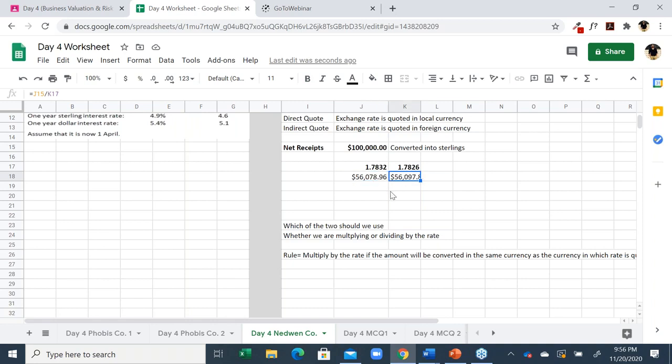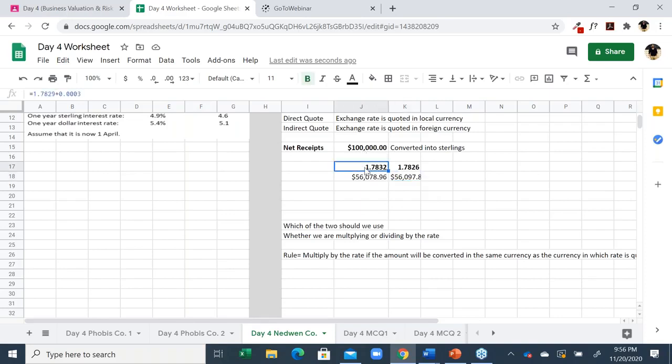What do you think? What is good for the bank? Paying us higher or paying us lower value? Look at it from a bank's perspective. The bank's benefit will be to pay us a lower amount, and that is 56078, because this is slightly higher. So this is the rate that we should be using in this case.